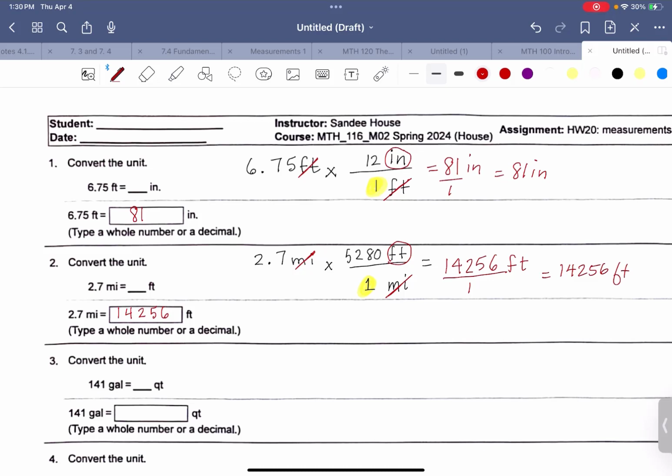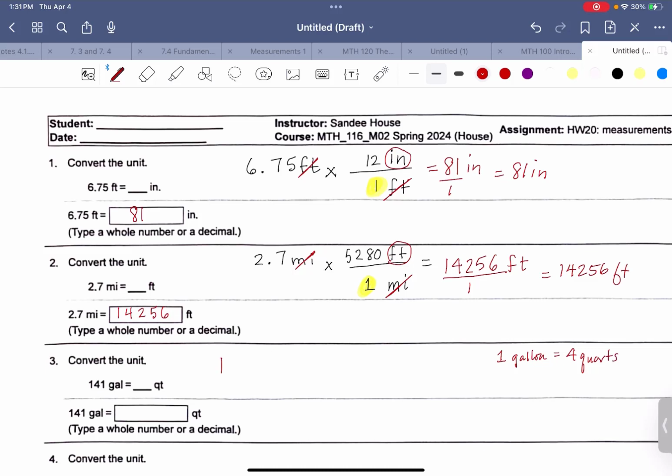So now I need to convert gallons to quarts. You need to know, if possible, a conversion factor that takes gallons to quarts. So you just look at your sheet and see if you have that. Now if you don't, you could go from gallons to pints to quarts, so you may have to multiply by more than one conversion factor. I know by looking at my sheet that 1 gallon is 4 quarts. So that's my conversion factor: 1 gallon equals 4 quarts.